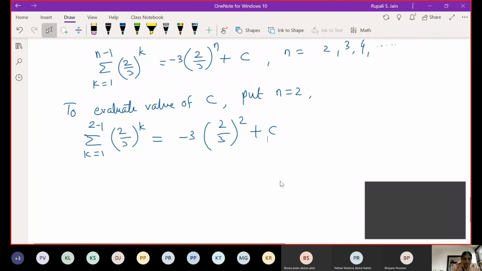So what is the left hand side now? k is equal to 1 to 1, 2 by 3 raised to k. What is that? It is just 2 by 3. Then minus 3 times 2 by 3 squared, so 4 by 9, and plus c. So what does this give me? C is equal to what? C is equal to 2.